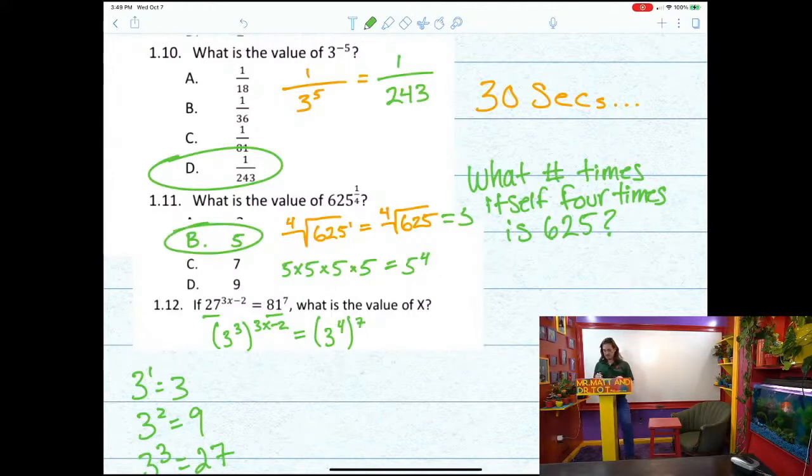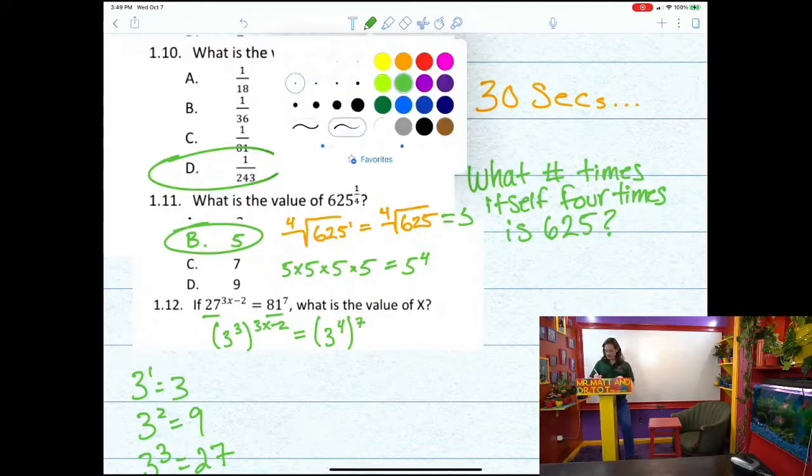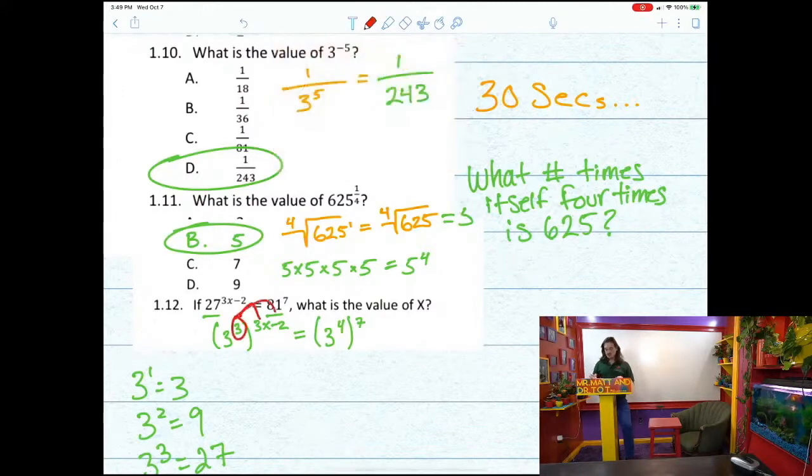1.11 is B. And for 1.12, we just need to make sure that you distribute here. So this 3 needs to go to the 3x and the negative 2. And this 4 obviously goes to the 7. So you'd have 3 to the 9x minus 6 power is equal to 3 to the 28th power.